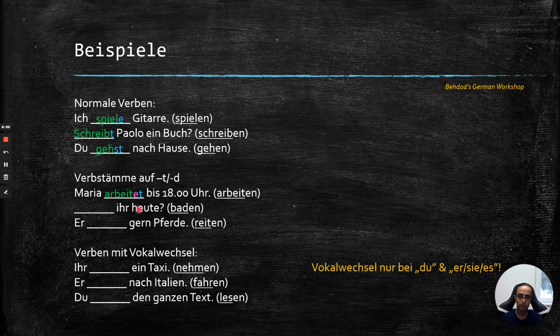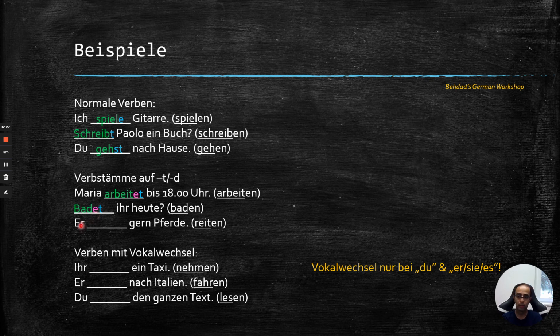The next one, ihr heute. The verb is baden, to bathe. And the question would be, badet ihr heute? Or will you bathe today, or will you swim today? We add the E here to make the pronunciation easier. Otherwise we would say badt, which is also a bit hard.